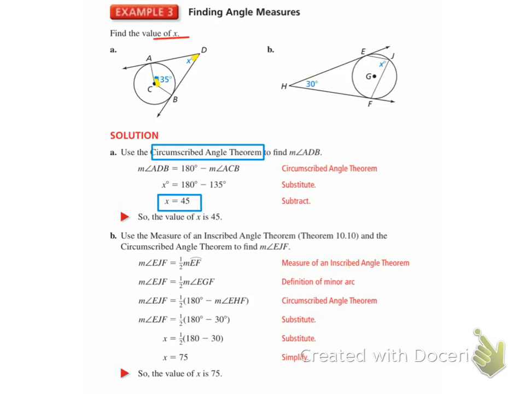Let me use another color. So this is 135. So this angle and this angle, they're together 180. That's why it's 45. So we got x for the first case. Let's move to the second one.